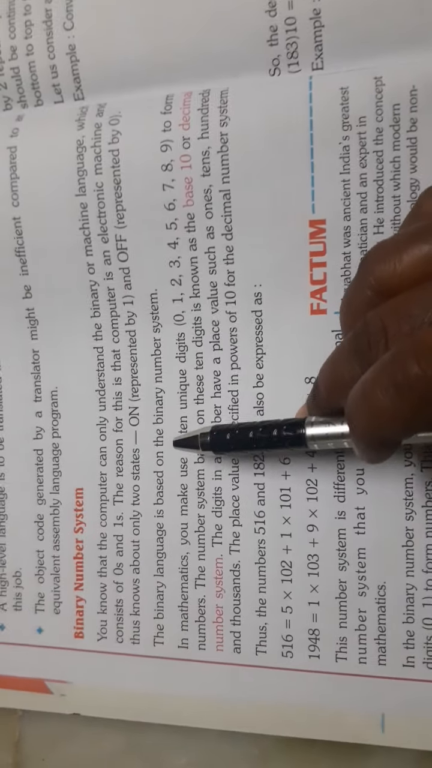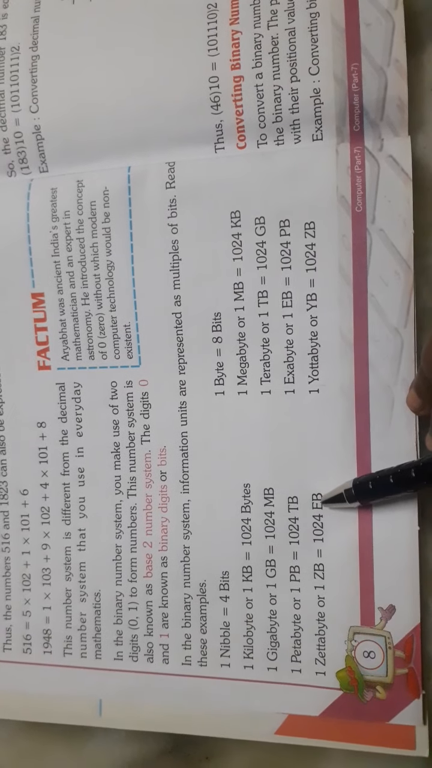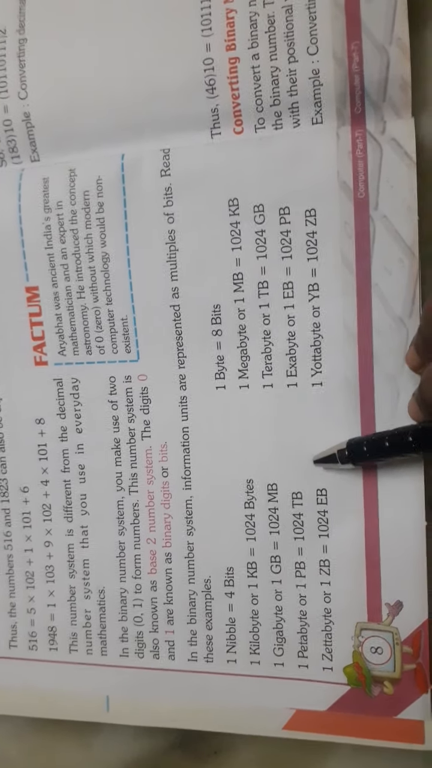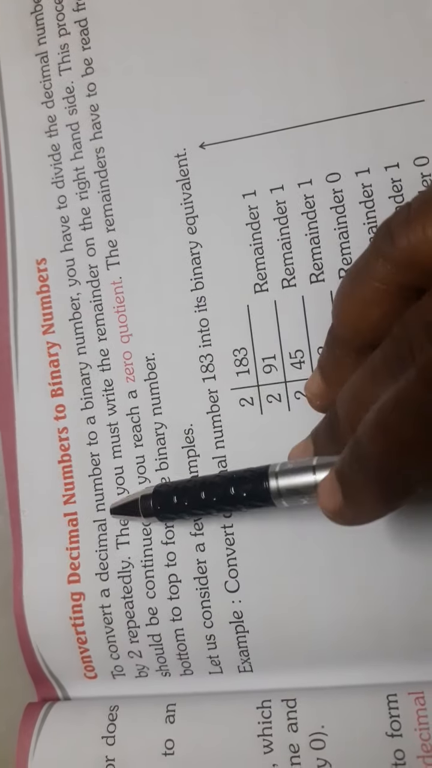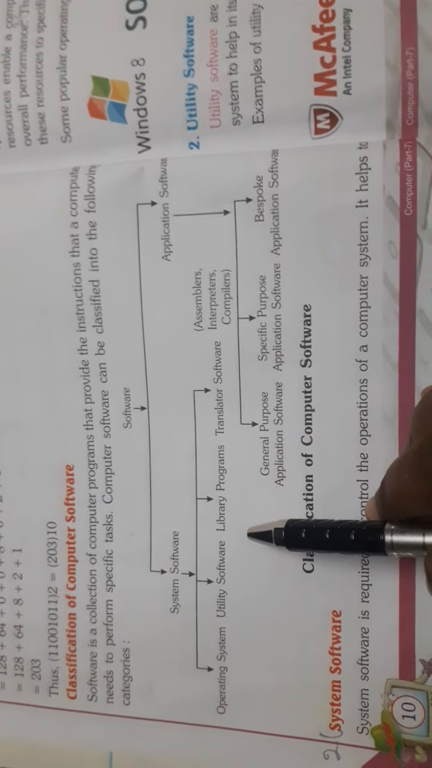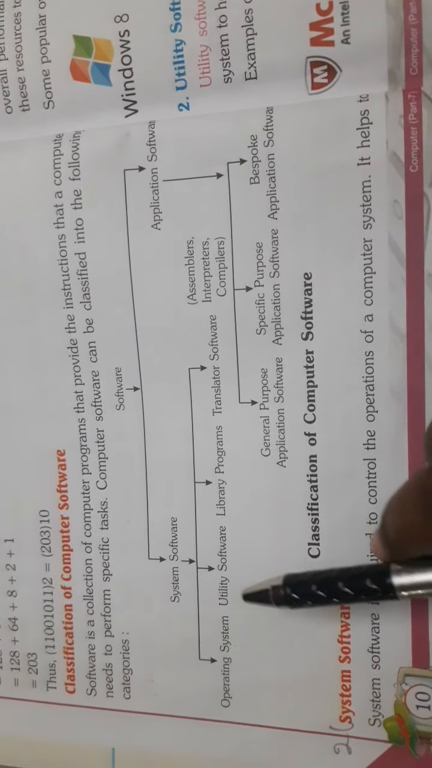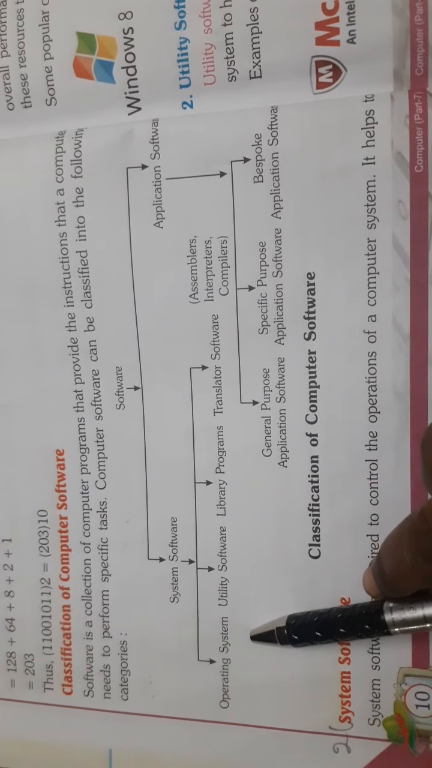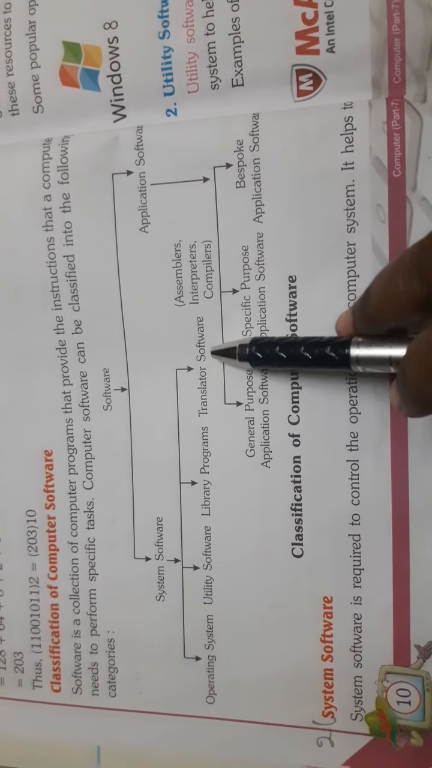And coming to here, we learned binary system and bytes, how many bytes, how many bits, and converting decimal number into binary, and binary system into decimal system. These all we learned. After that we learned classification of computer software. In this we learned that software are two types: system software and application software. System software are again divided into operating system, utility software, library programs, and translated software. Up to here we learned, children.